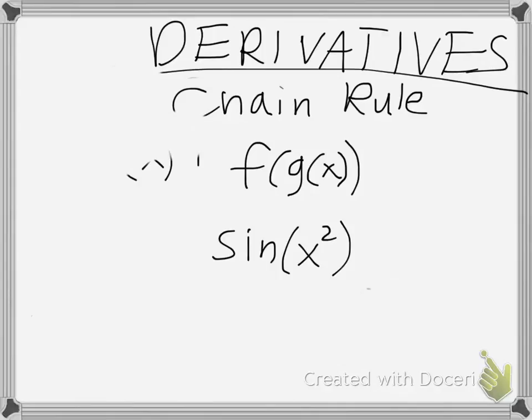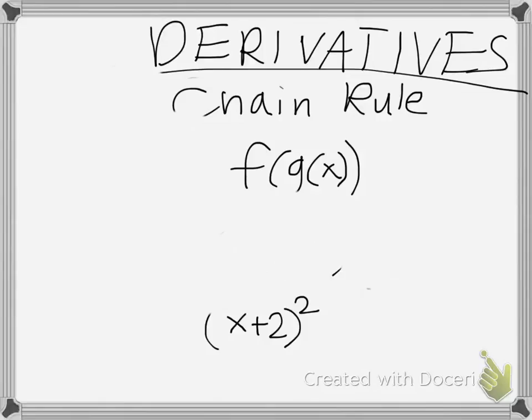So the chain rule helps find derivatives of functions like this. Another example would be x plus 2 squared. So the f of x is x squared, g of x is x plus 2, so it would be x plus 2 squared. So the chain rule helps us find derivatives of functions like these.